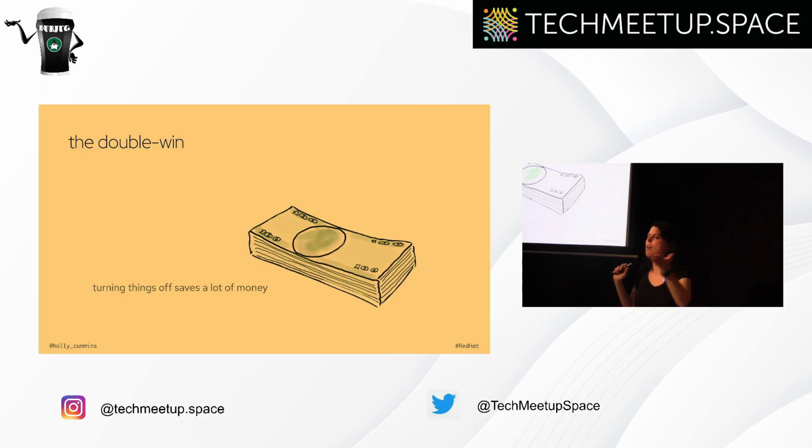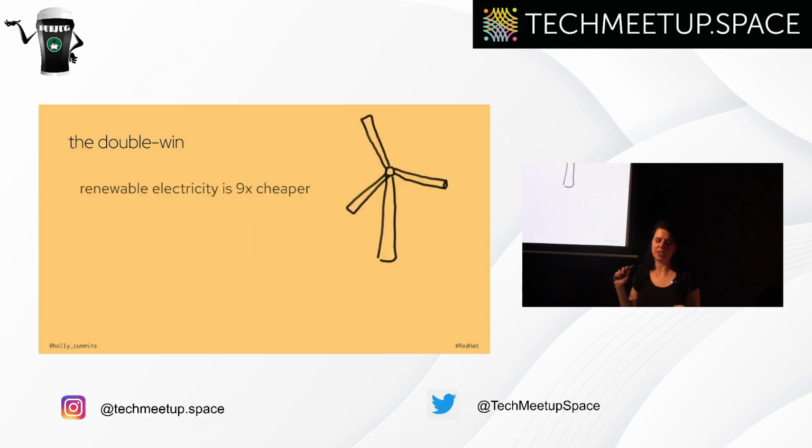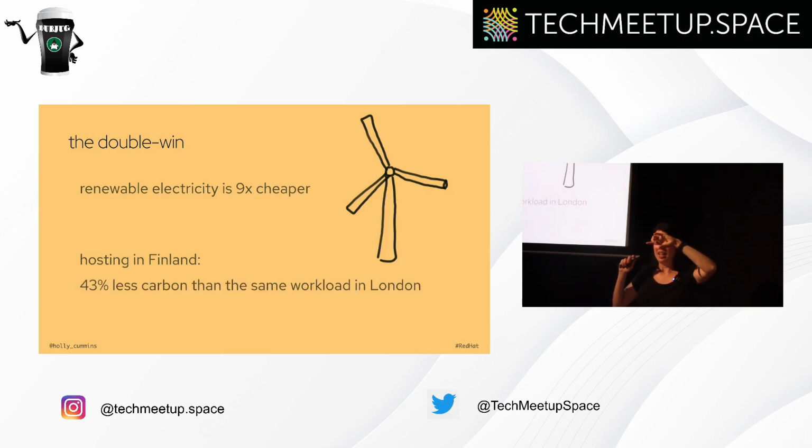And we see this all across the board with these kind of solutions. At the moment, renewable energy is 9 times cheaper than coal energy. We don't have enough, which is why we have to run coal, but it's so much cheaper. And for cloud, if you host in Finland, it uses 43% less carbon than running the same workload in London, and it's 15% cheaper. So it's like the win and the win.